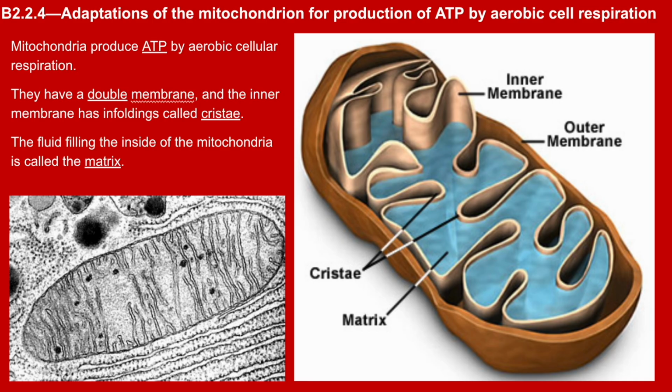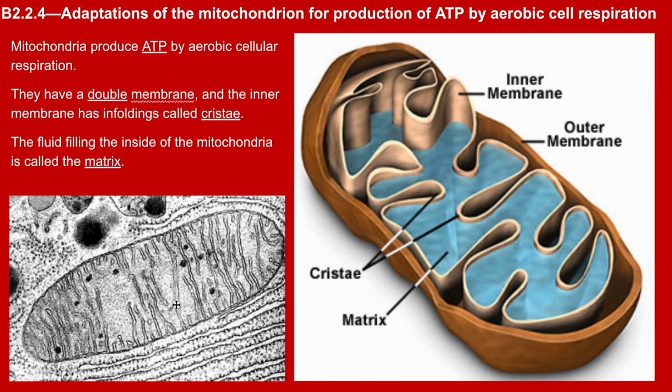HL students, a few adaptations of the mitochondrion for production of ATP by aerobic cellular respiration. Note that there are 2 membranes of a mitochondria. The inner membrane has these deep infoldings called cristae. The purpose of those infoldings is to increase the surface area of the inner membrane because we're going to see that the electron transport chain is going to occur along the membrane, okay, which is going to be important that we have as much membrane as possible so we can maximize our amount of the electron transport chain.